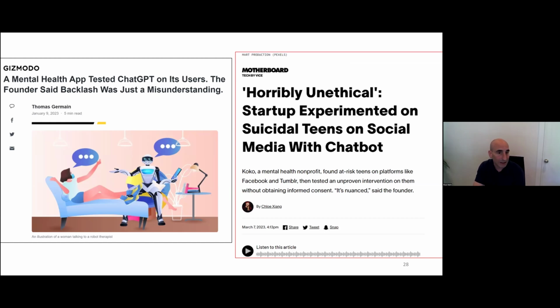Basically, you had this backlash that said, "Look, this is a horrible experiment. We don't know if the information that's coming back from ChatGPT is verifiable, is usable. We don't know if this is going to be helpful." And it was kind of dismissed by the CEO, where they basically said that this was just a misunderstanding, and this is just a questionable practice.